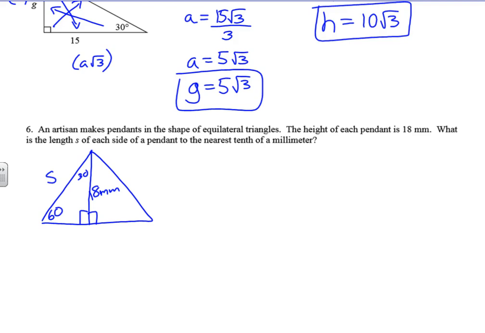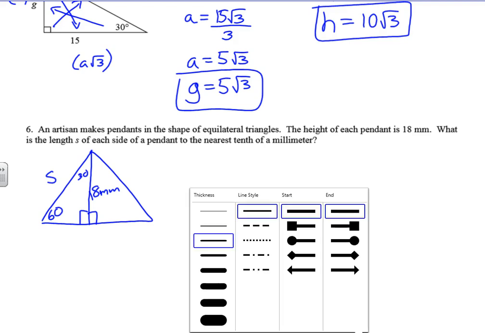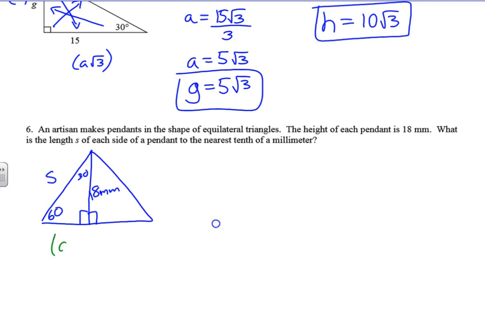So what we have is, when it's 30, it's A, 90, 2A, 60, what's that? It's A radical 3. So we're starting off here, and we need to find basically S. So we start off always by finding A. A radical 3 equals 18. So we're going to divide by the square root of 3.